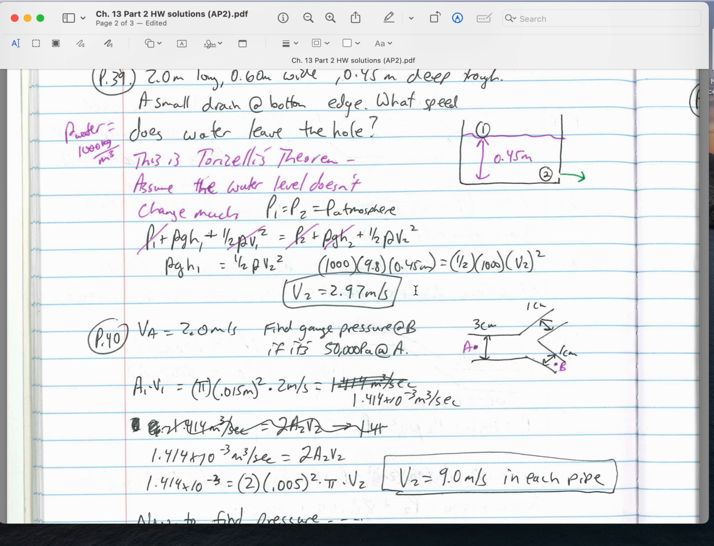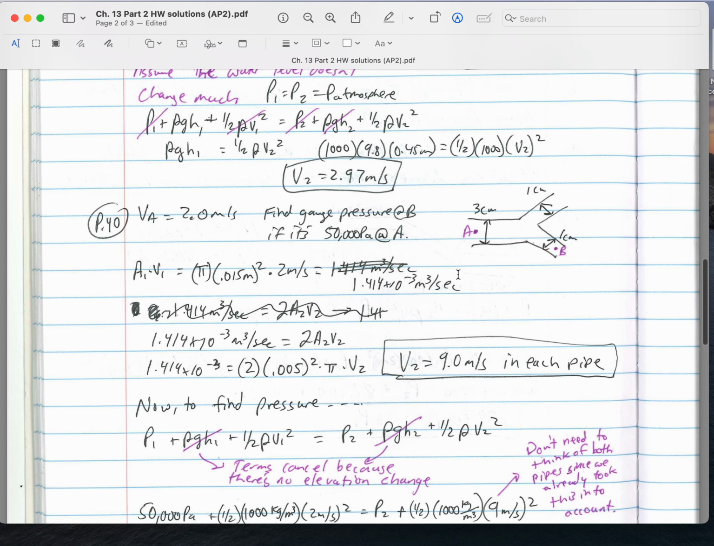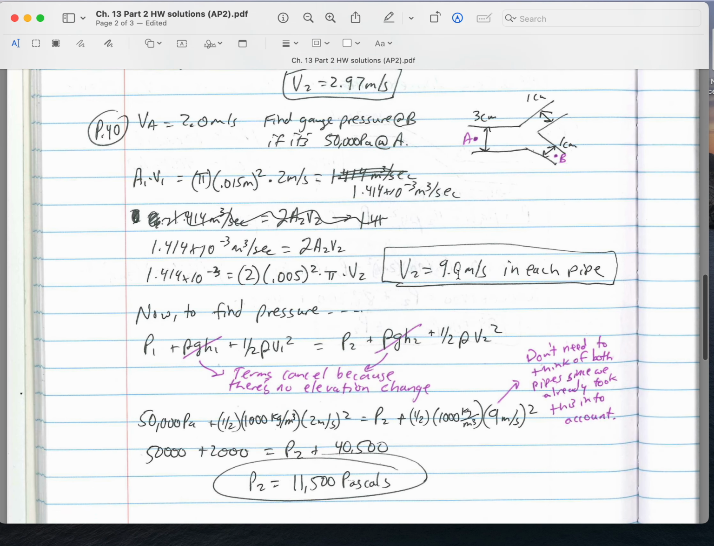And notice, although it said this was water, the specific density doesn't matter. As long as the density is the same, the numbers would give you the same speed. Problem 40 was a little bit sneaky, I thought, because you had one pipe and it's splitting into two pipes.